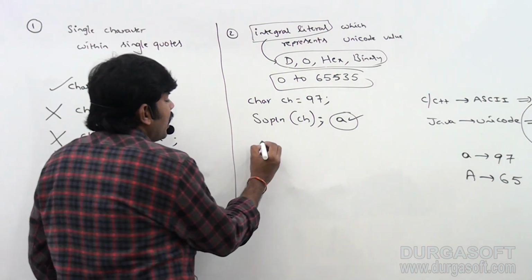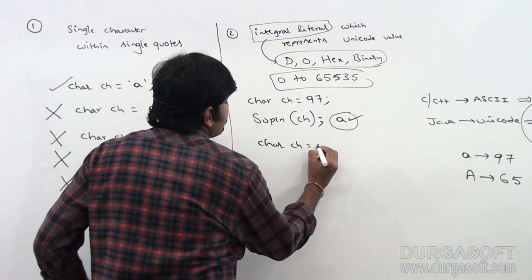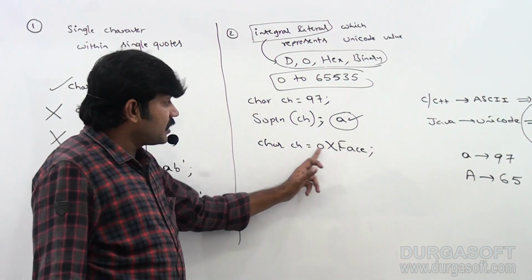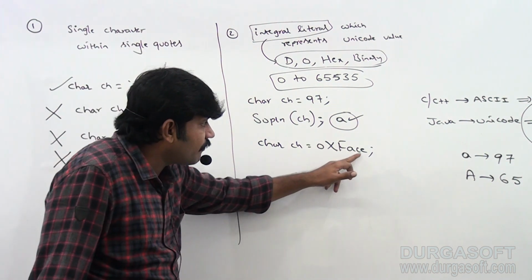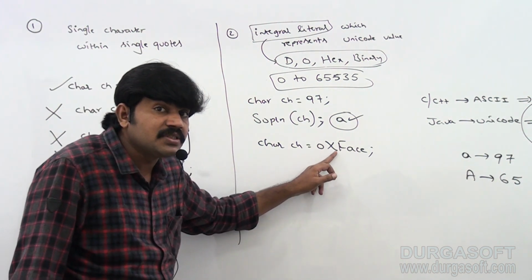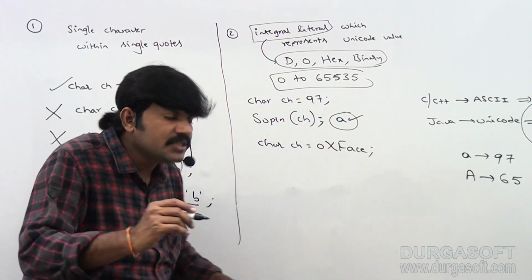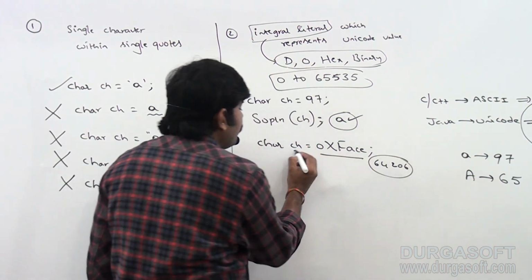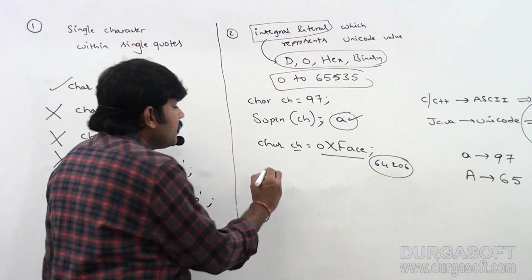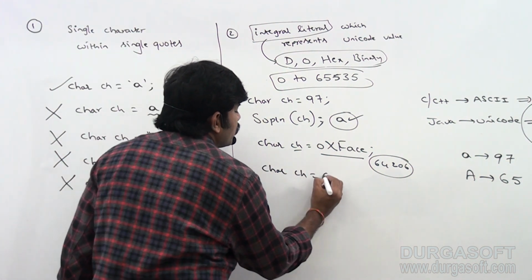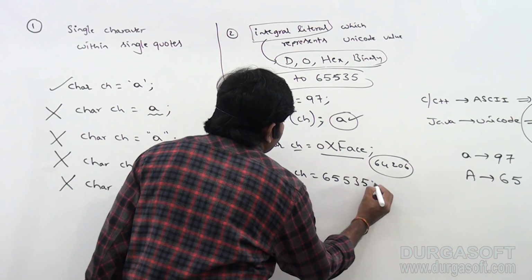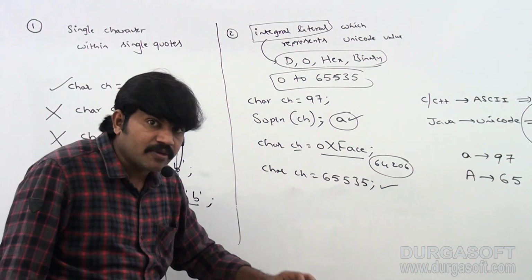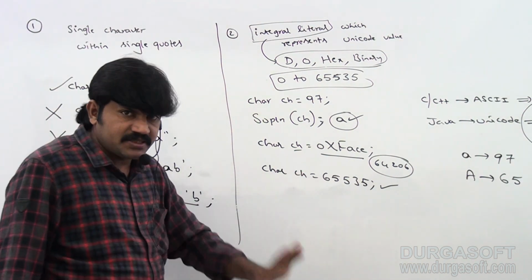Sir, similarly, I want to take char ch is equal to 0xface. Is it valid or not? Yes, why not? It is valid. 0xface, its value is 64,206. 64,206 related character will be represented here in char ch. Similarly, char ch is equal to 65,535. Valid. No problem. 65,535 related character will be represented by ch.